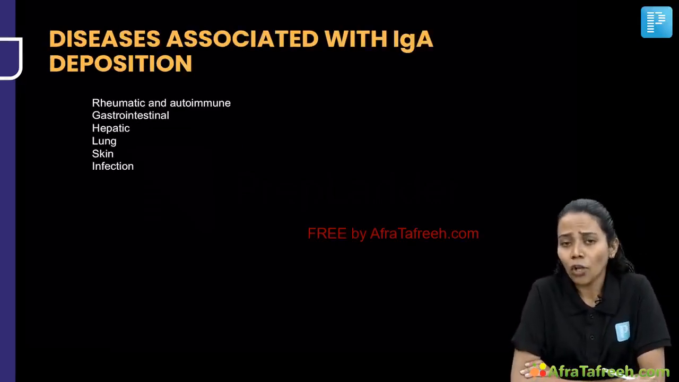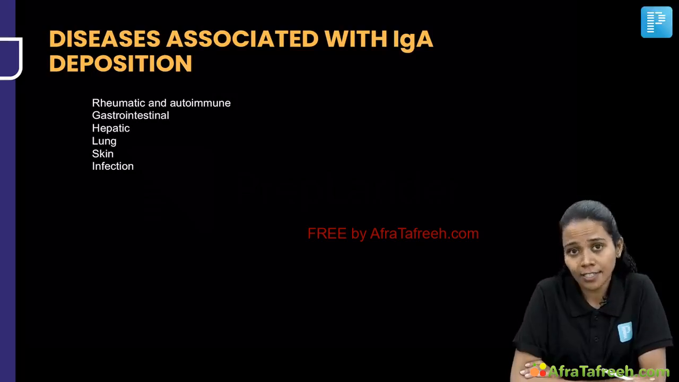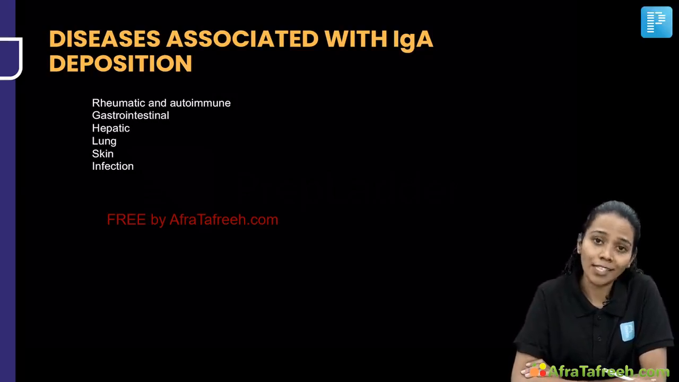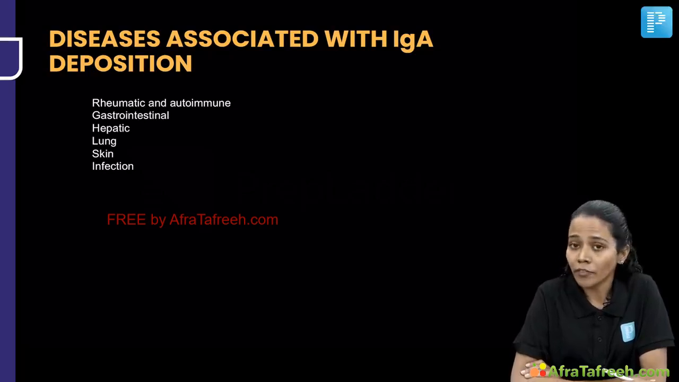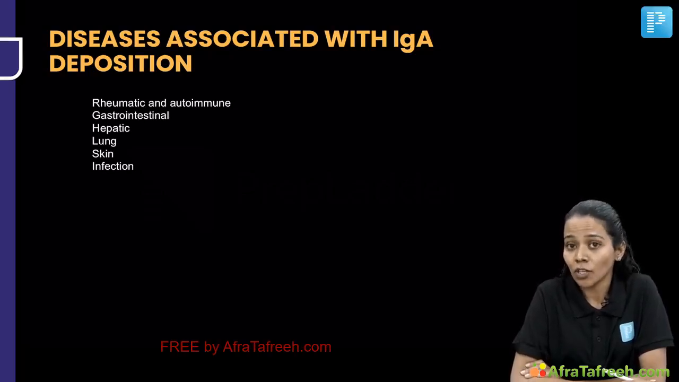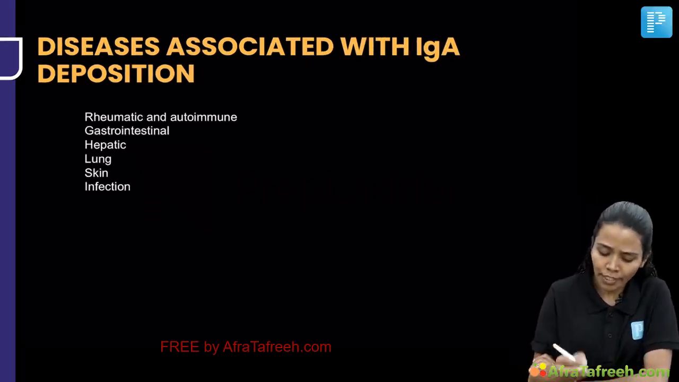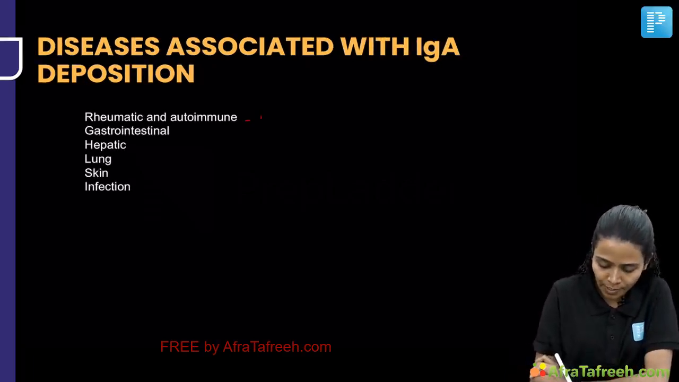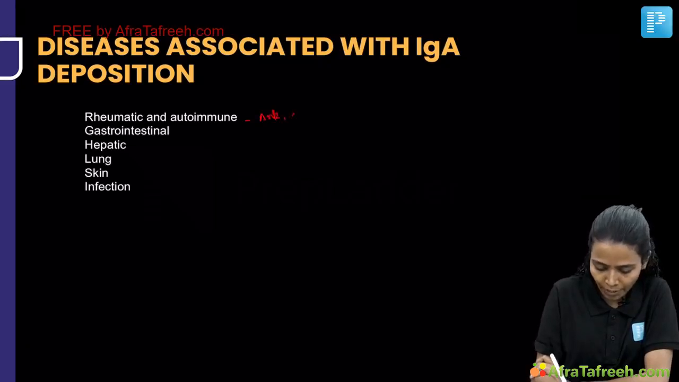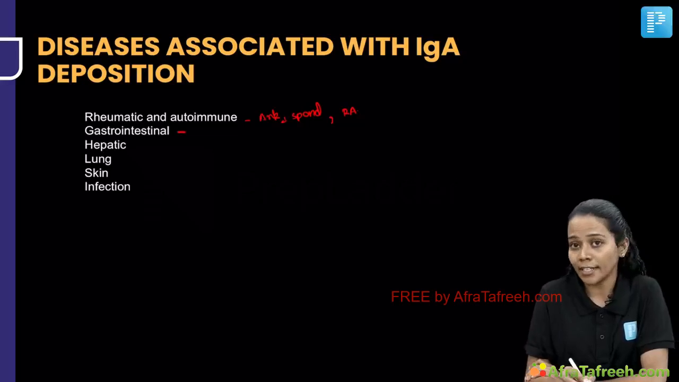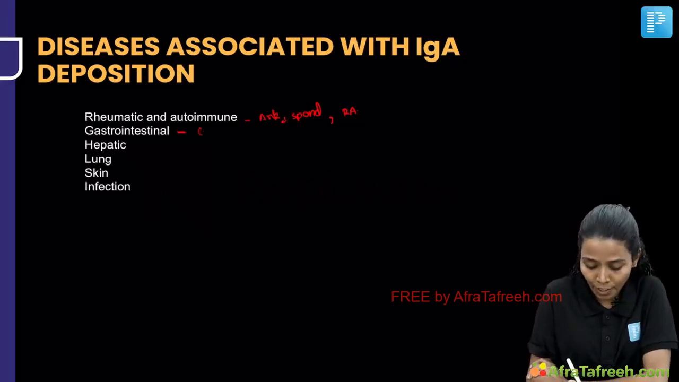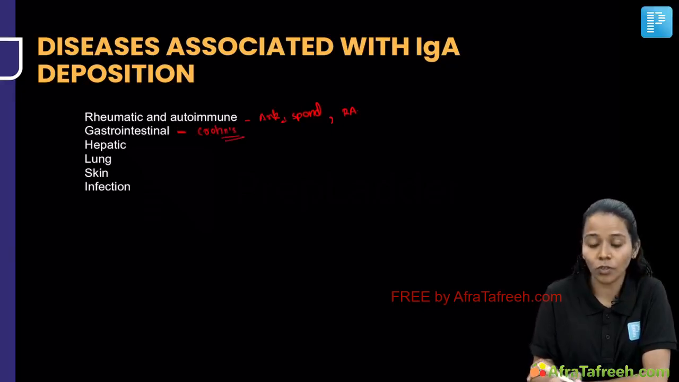Now, not just IgA nephropathy, there are other diseases that can be associated with IgA deposition in the kidney. Okay, so these will be called secondary IgA nephropathies. Why it's important is, in these conditions, whatever kidney involvement is seen will resolve only when we treat the secondary disease. So it can happen in rheumatic and autoimmune diseases like ankylosing spondylitis, rheumatoid arthritis. Okay. It can happen in gastrointestinal conditions like, for example, when a patient has Crohn's disease or ulcerative colitis.